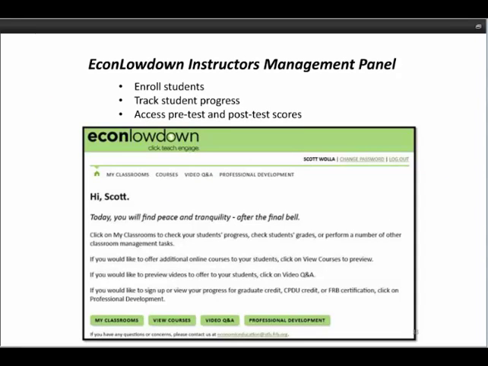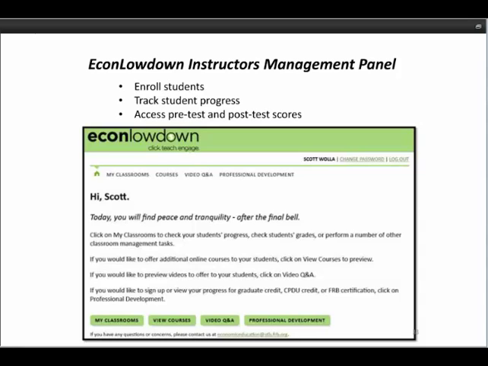This image is of the instructor management panel, where you can enroll students, track their progress, and also access pre- and post-test scores to use in your assessments. You'll notice the green line at the top, and underneath that green line, there are four important links. That first link, My Classrooms, is where you create classrooms, and the system will allow you to add students. So if you have five sections of personal finance this semester, you could create five different classrooms, and in each classroom, you could add your 30 to 35 students. The system will generate a username and a password for each of those students.